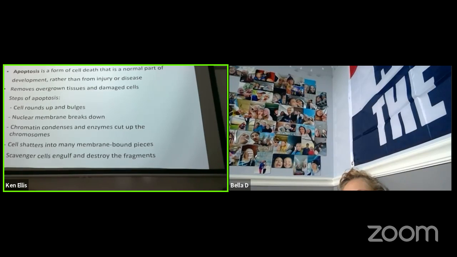And it says here, the form of death is normally part of development rather than from injury or disease. It removes overgrown tissues and damaged cells. The steps go this way. The cell rounds up from whatever its shape originally was, bulges a bit, the nuclear membrane breaks down, chromatin condenses, and enzymes cut up the chromosomes. The cell shatters into many membrane-bound pieces. Scavenger cells engulf and destroy the fragments. That is what happens to those cells that were originally the webbing of your toes and your hands.